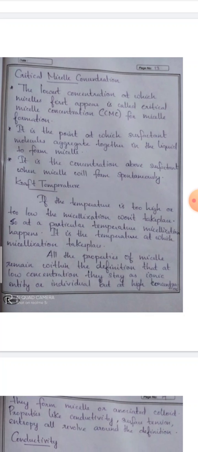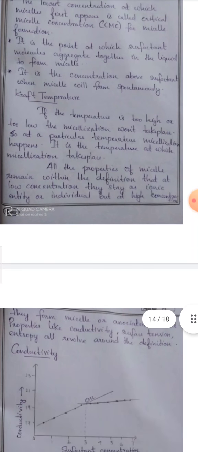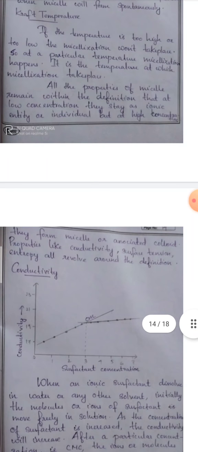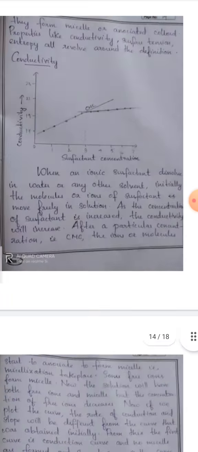All the properties of micelles remain within the definition that at a low concentration they stay as ionic entities or individuals, but at high concentration they form micelles or associated colloids. Properties like conductivity, surface tension, and entropy all revolve around the definition.